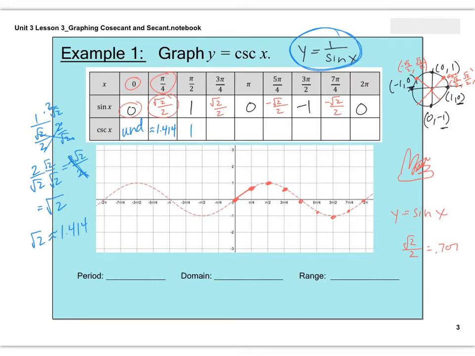Next, we have 1 over root 2 over 2. Well, we just did that. That's approximately 1.414. Next, we have 1 over 0. Can't have 0 on the bottom of a fraction, undefined.